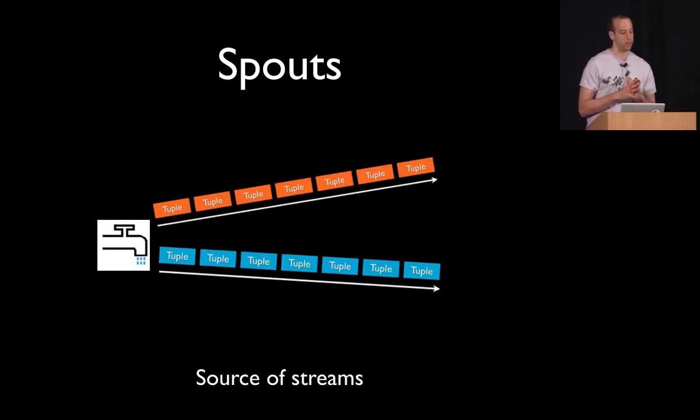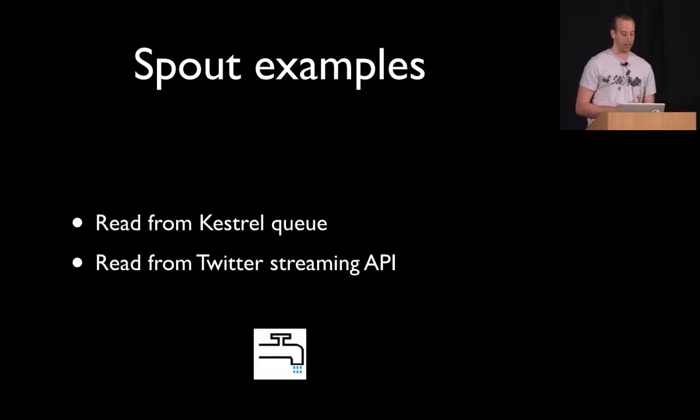Spouts are a source of streams in a computation. So an example of a spout would be a spout that reads from a Kestrel queue and emits that queue as a stream of messages. Or maybe your spout connects directly to the Twitter streaming API and emits a stream of tweets as messages.